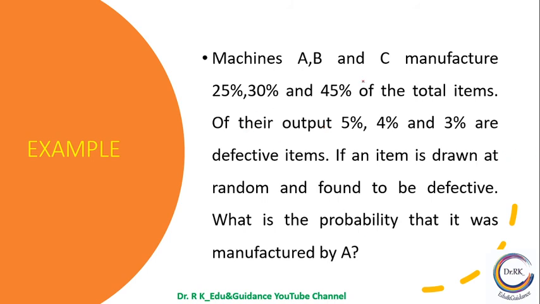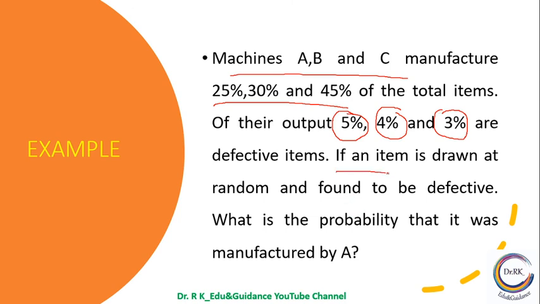So one more example. I think once we are very clear with respect to this approach, it is very simple. Three machines A, B, C manufacture this percentage of items: 25%, 30%, 40%. And out of these, based on previous data, 5%, 4%, 3% are defective items. So from A 5%, from B 4%, from C 3%.